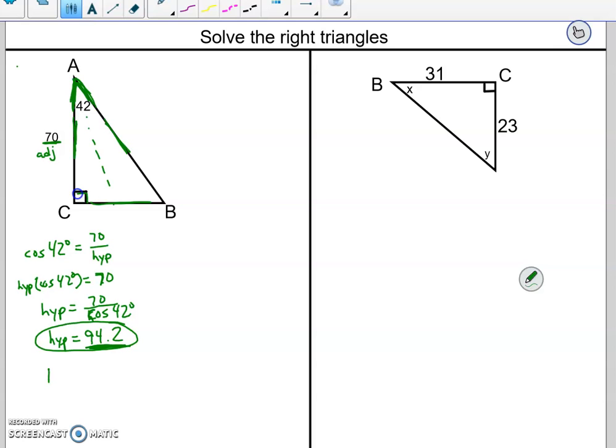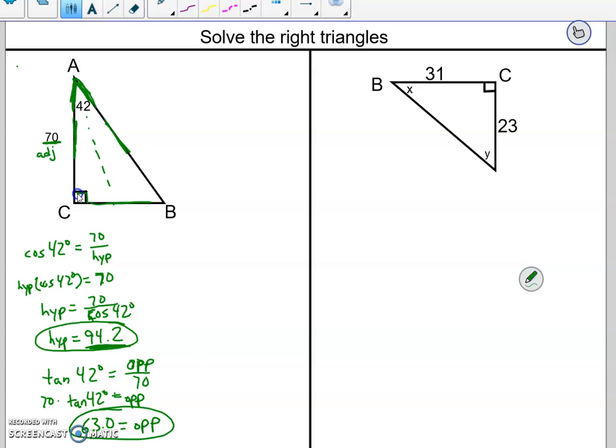Okay, so we're going to say that the tangent of 42 degrees, tangent is opposite over adjacent, which is 70, looks like that. And we do pretty much the same thing that we had done up above. We're going to multiply both sides by 70 to get it out of the denominator. 70 times the tangent of 42 degrees would then be equal to the opposite side. And when I plug in 70 times tangent of 42 degrees, I find out that my opposite side would end up being approximately 63.